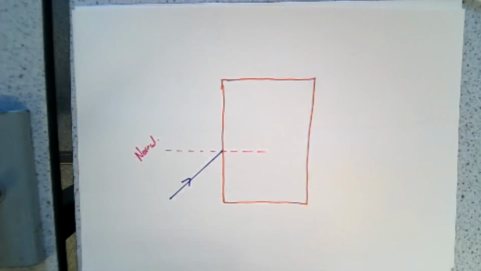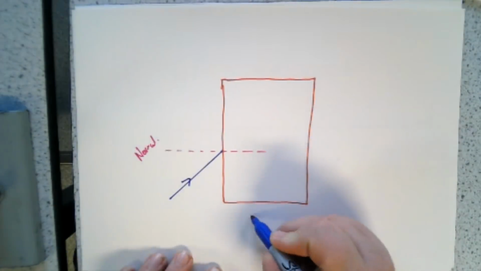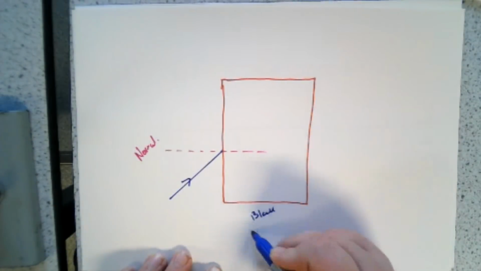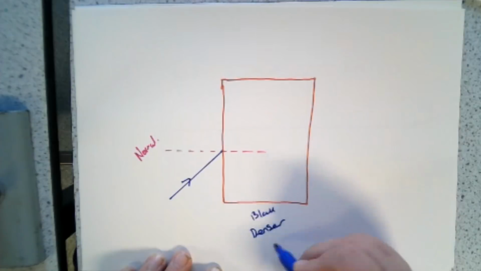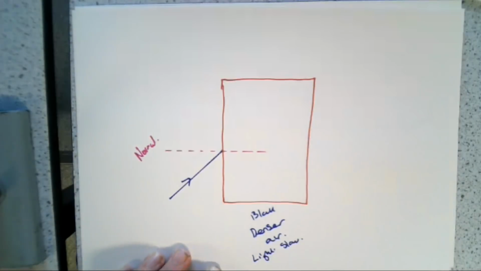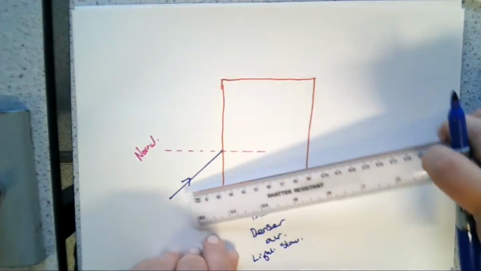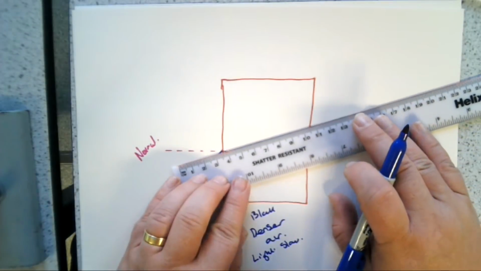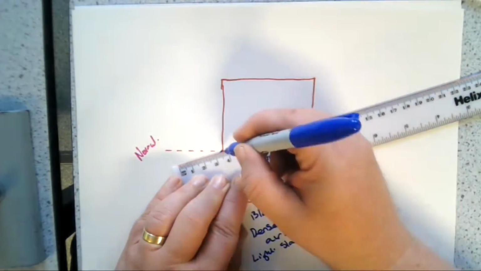Now, there's a rule that we've learned, that when light enters a denser material, okay, it slows down. So our block is denser than air. So this means light slows. And it slows, and that means that it's going to bend towards the normal.